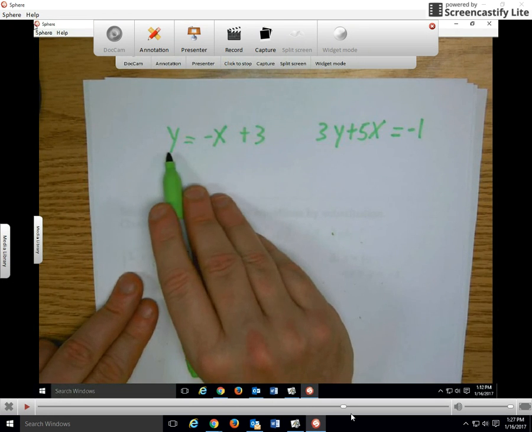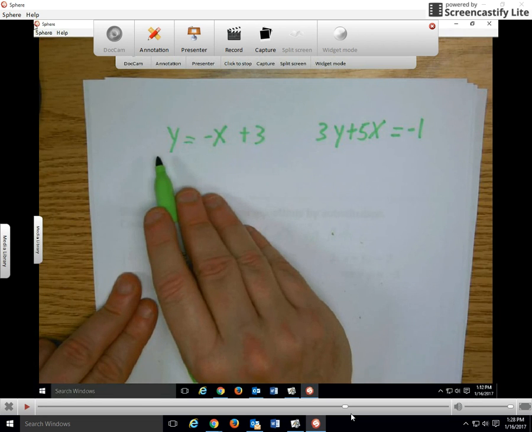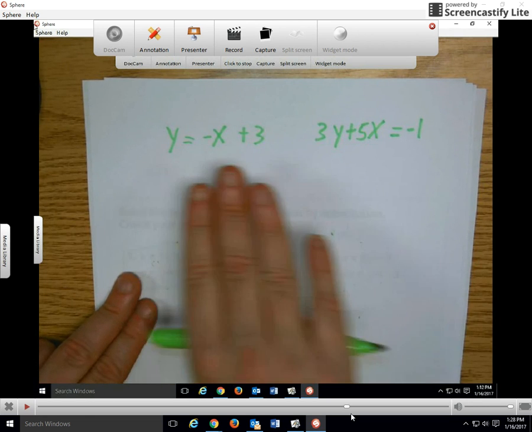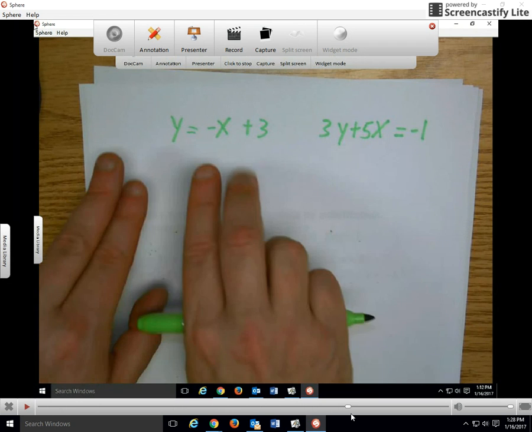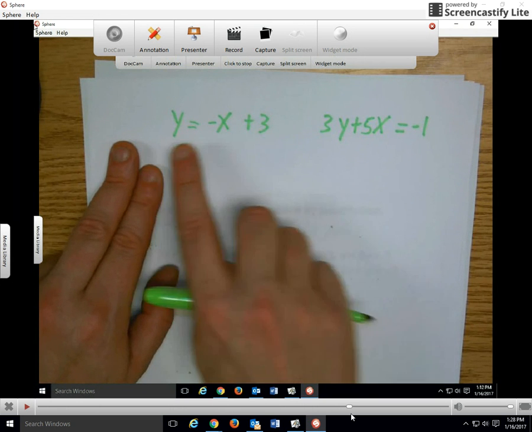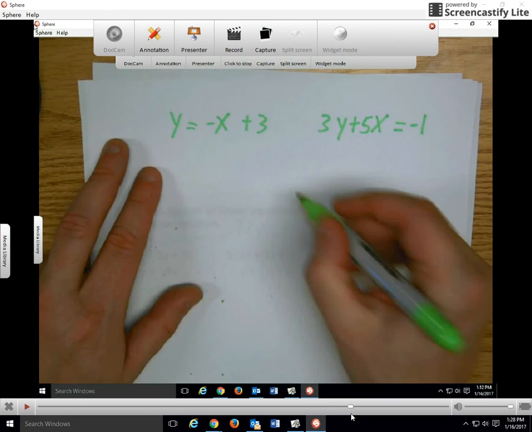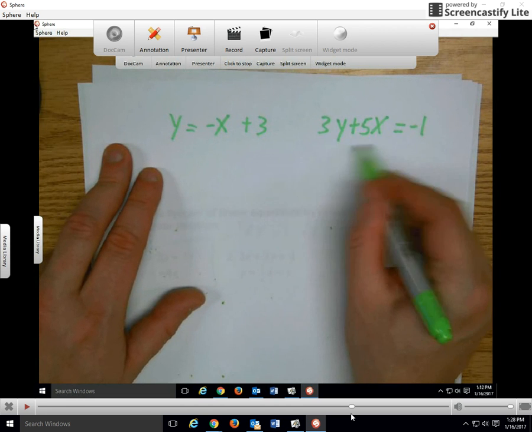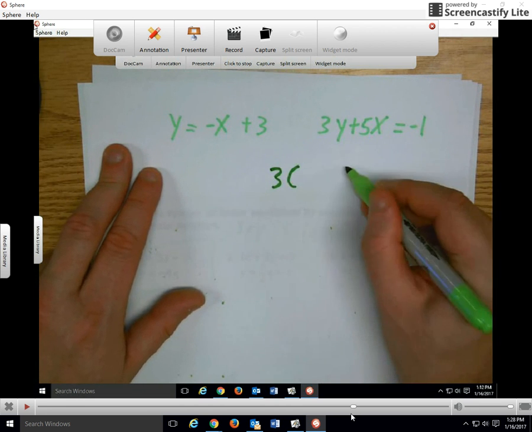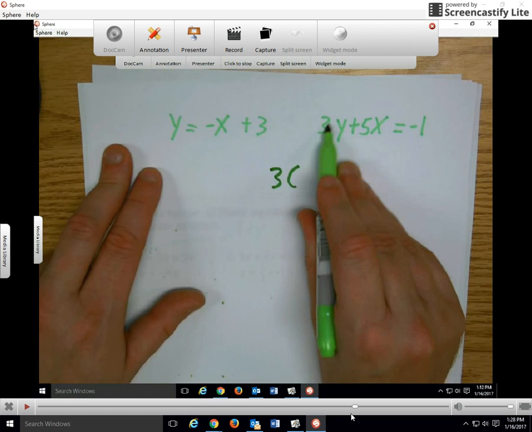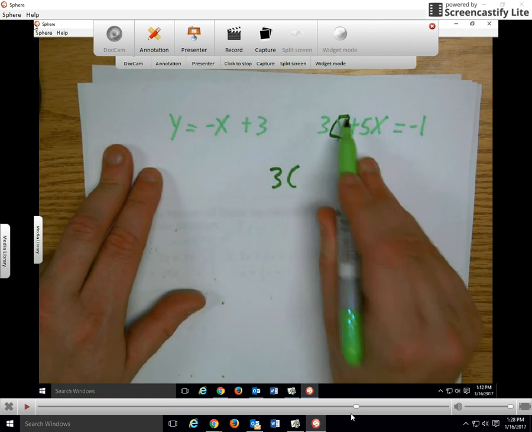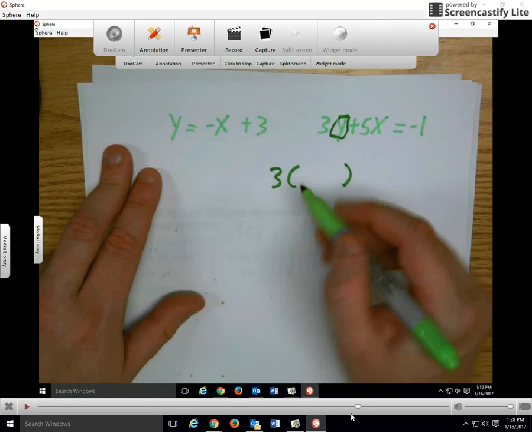So this one already has a letter by itself for me, y equals. So if I wonder which one should I use to put into the other one, well, since this already has a variable by itself, I'll substitute it in this one. It's just, the work's kind of done for me. So I'm going to rewrite this one, 3, but what will I put in place of the y here? Well, what is the y? We know the y is -x plus 3.